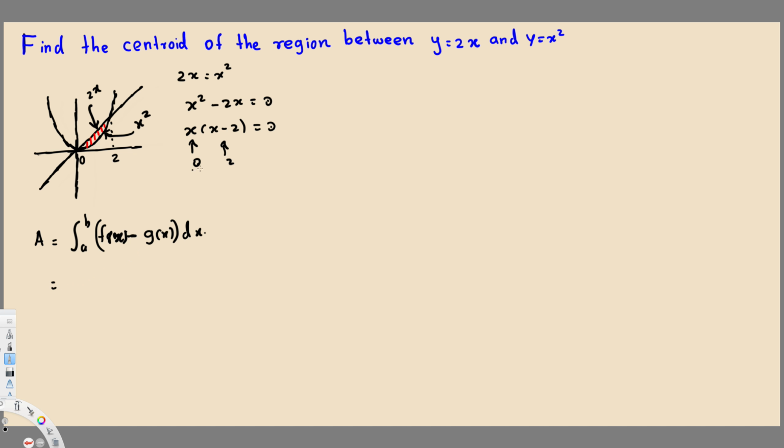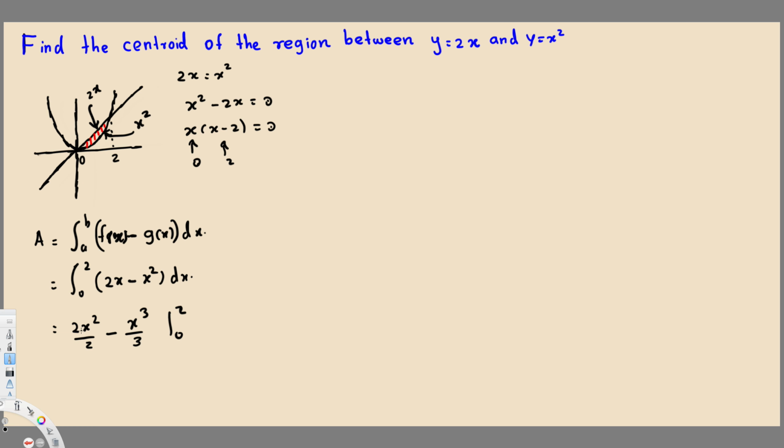We already know that our limits of integration are 0 to 2, and f(x) is the top graph, that is 2x, minus g(x), the bottom graph, that's x², dx. Now we can do the integration and see what we get. That gives us 2x²/2 - x³/3, going from 0 to 2.